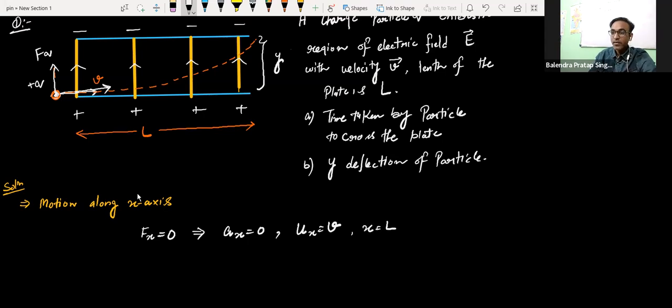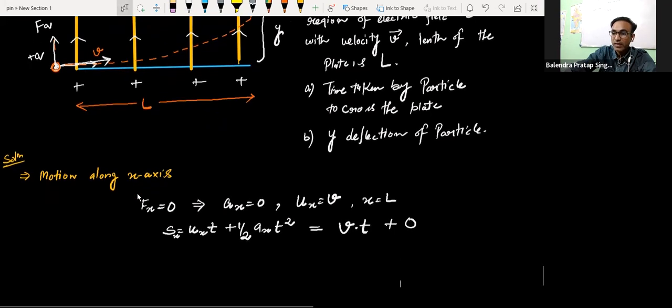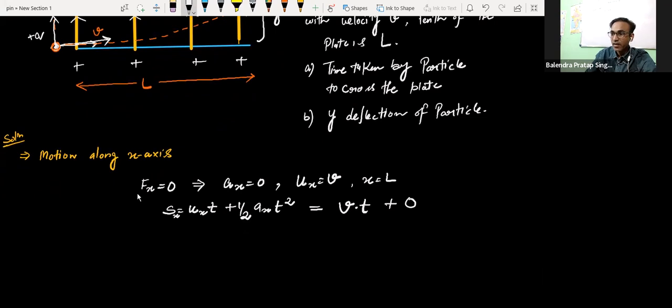Here you can apply the formula Sx is equal to ux t plus half ax t square. Here your acceleration is 0, so that is v into t plus 0. The value of Sx, the total distance covered in the direction of x, is capital L. So capital L is equal to v into t.